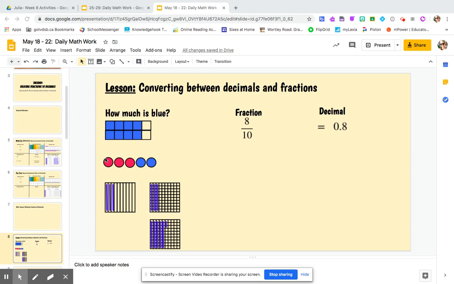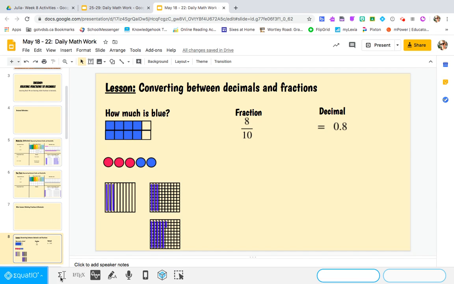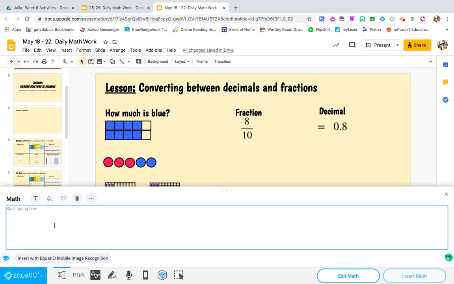Now for the next one, as a fraction, which part of this picture is blue? We don't have tenths here. We have fifths. So we've done a really good job in the past of representing this as the fraction 2/5. So let's start with 2/5. Insert that math.